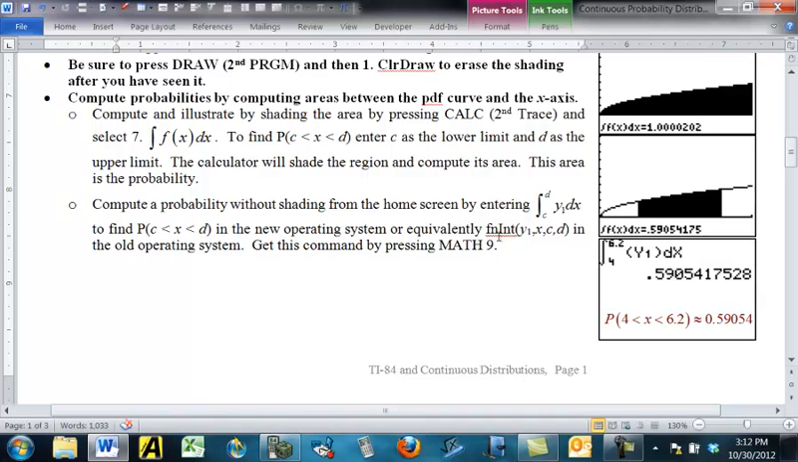Again, Math 9 is going to get you either the FNINT, or it's going to look like this with the stylized S there and so forth. And that'll open the parentheses for you. You put in your function first. It's still the same 4 things.